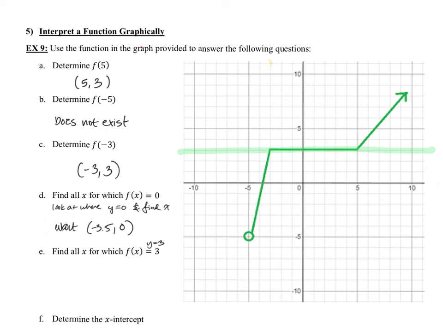Is it possible to list out all those x values? No, it's not. So I can't list them out, but I can write the answer for that in interval notation. I know it starts here at negative 3, and it goes on till positive 5. So, including negative 3 up until 5. For all of these x values, the y is 3.